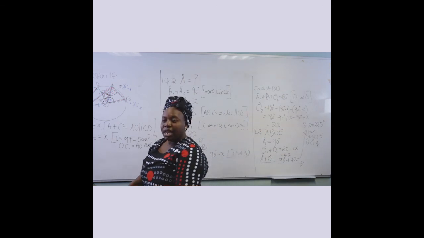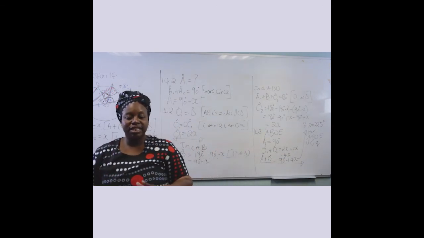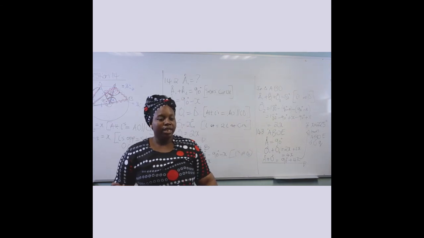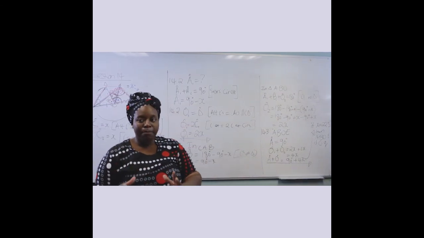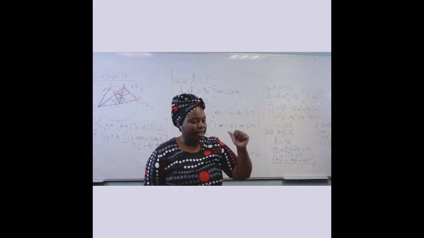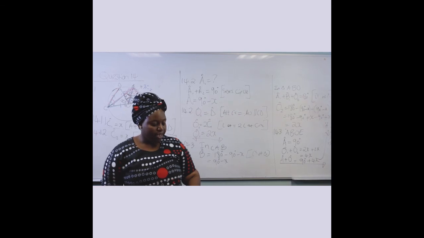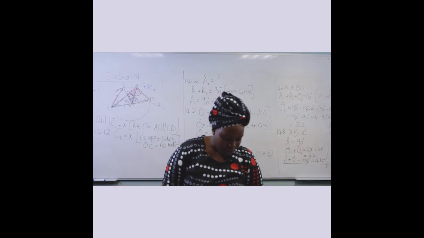And sometimes they don't ask it like that. They'll just go straight and say, prove that this is a cyclic quad. They need you to look at those conditions and make sure that you get it correct, like the supplementary angles, the exterior angle, and the same segment. That is the end of this question.